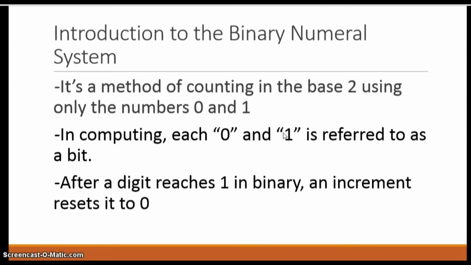So what is the binary number system? It's a method of counting in the base of 2 using only the numbers 0 and 1. In computing, each 0 and 1 is referred to as a bit. After a digit reaches 1 in binary, an increment resets it to 0.